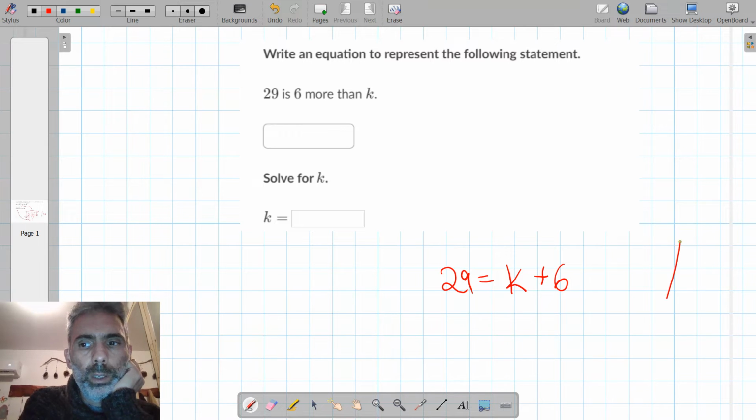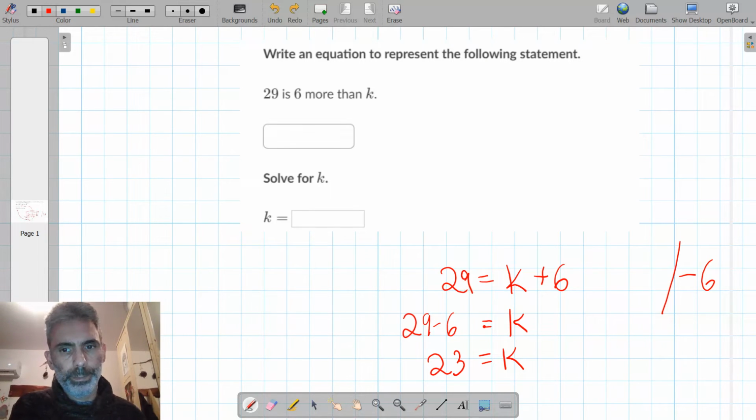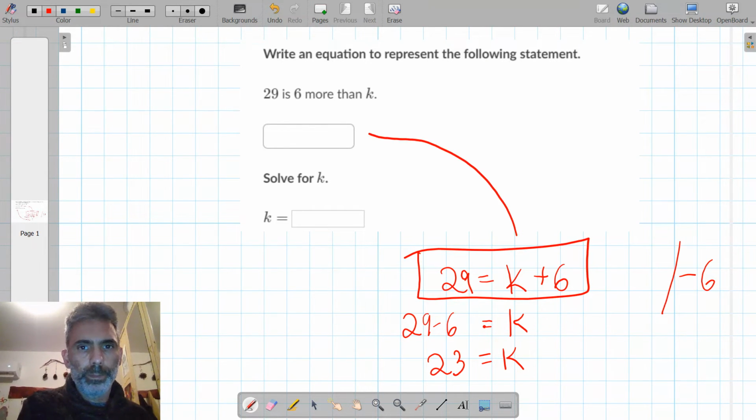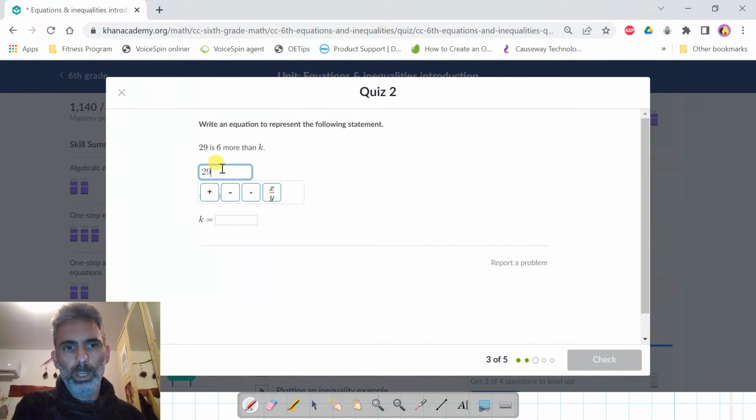So for k, we need to subtract 6 from both sides of the equation. So on the right hand side, we are left with k. And on the left hand side, we need to subtract 6 from 29. So we have 23 on the left hand side. So the equation is 29 equals k plus 6, and k equals 23.